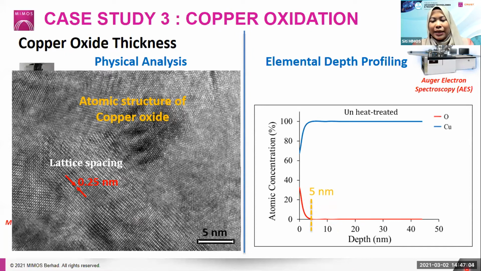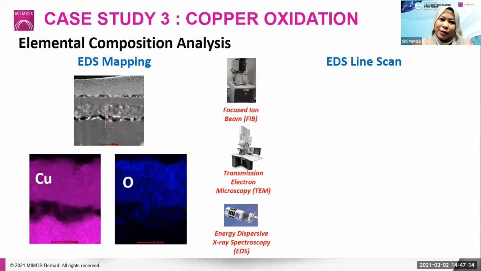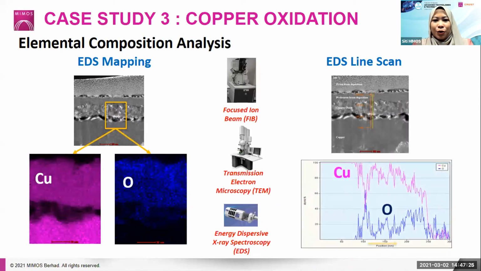And in this case, the thickness is about 5 nanometer for this sample. And for the elemental composition analysis, we can perform EDS mapping. We can determine the location for the mapping, and we can get this copper mapping and also oxygen mapping. Same goes for EDS line scan. We can have this arrow that's showing the direction of the line scan, and we can also have the profile of the element across this interface.